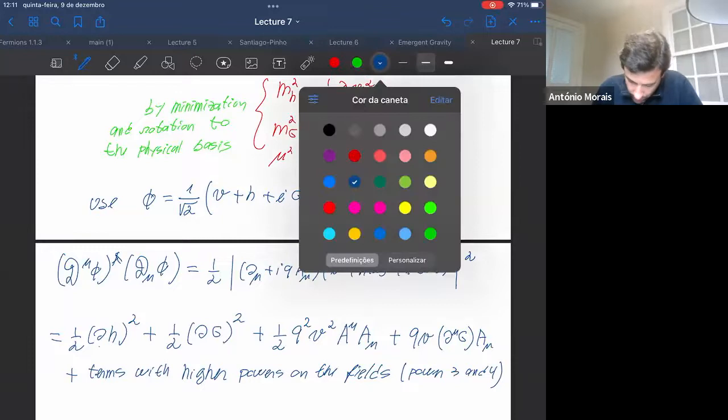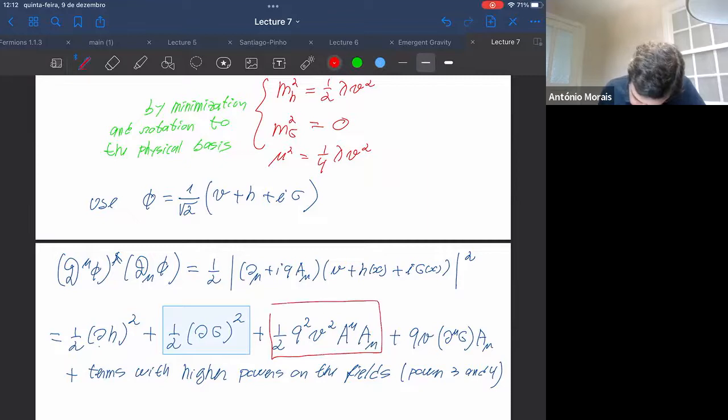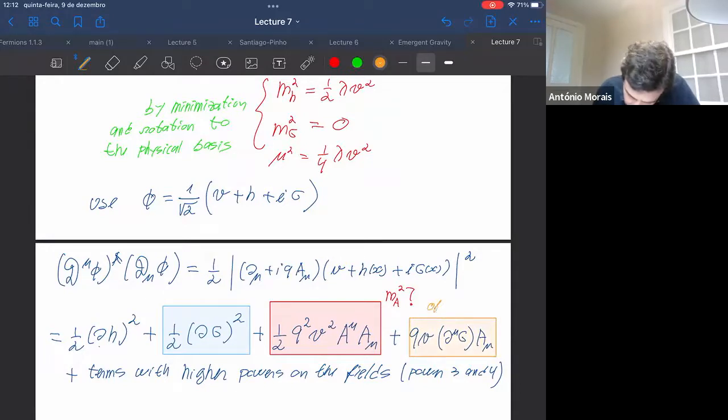So what we have here, once again, is a kinetic term for the Goldstones. We have something that has the structure of a mass term for gauge bosons. So this is already going in the direction that we want. So is this a mass term, m_A squared? Question mark. But we have an offending term here, this one here. Let me call this an offending term.